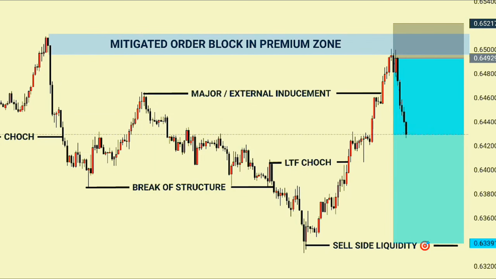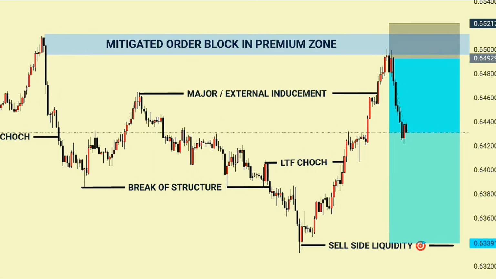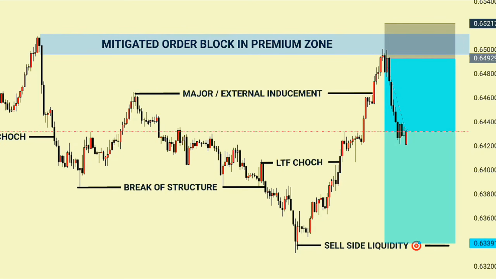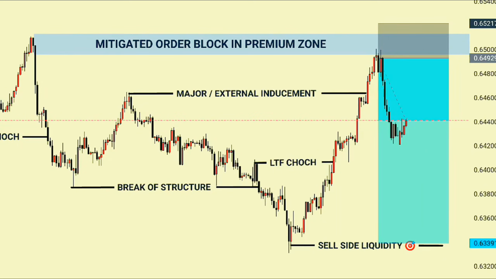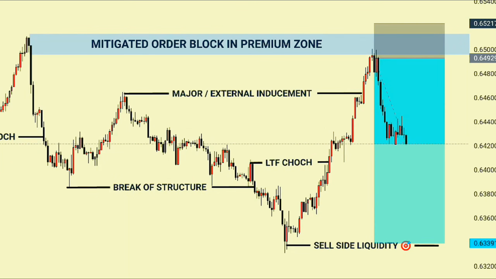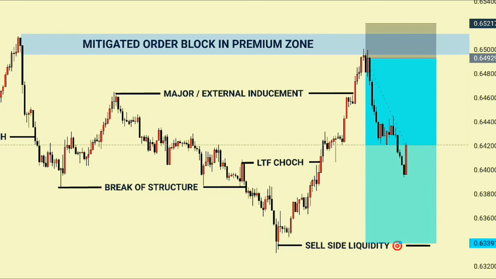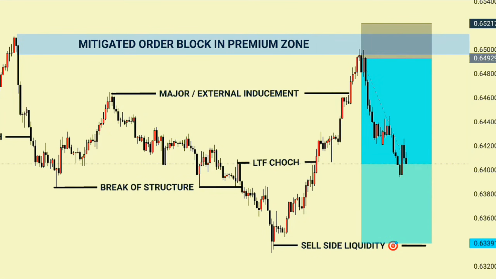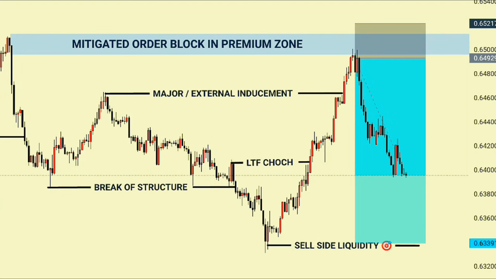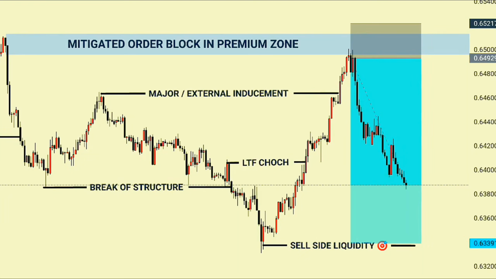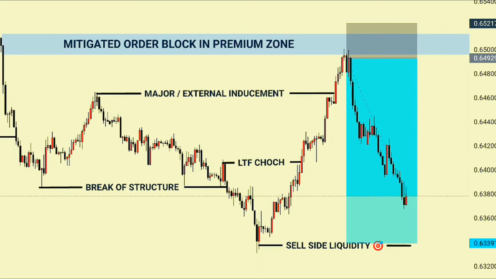We wait for a clear lower timeframe confirmation that sellers are active. Once selling pressure is confirmed, we place our sell trade from the order block area. Our stop loss is placed safely above the high of the order block to protect our trade. Our target is placed at the sell side liquidity, where many stop losses are resting.